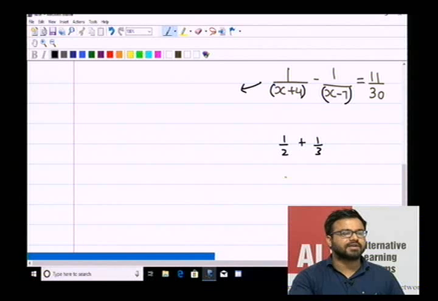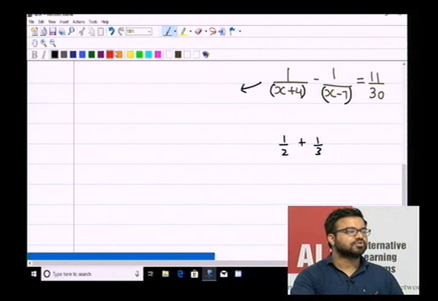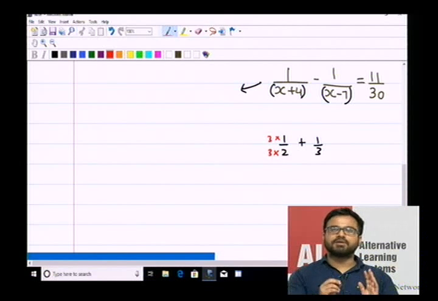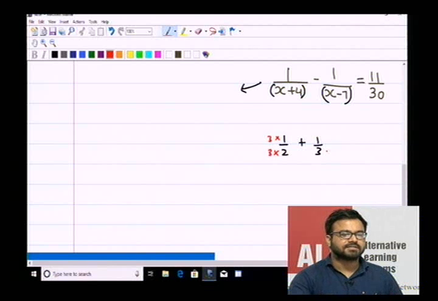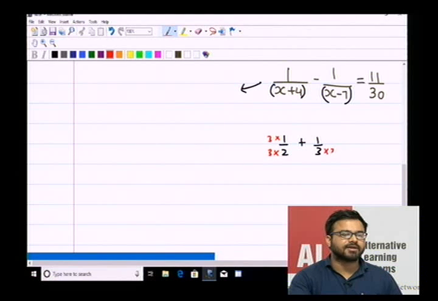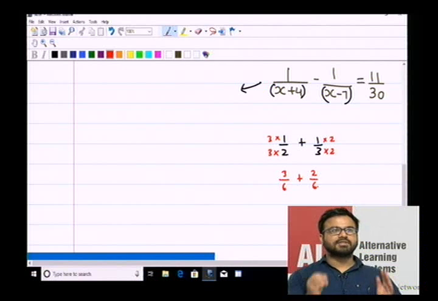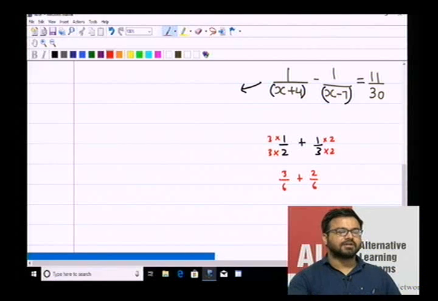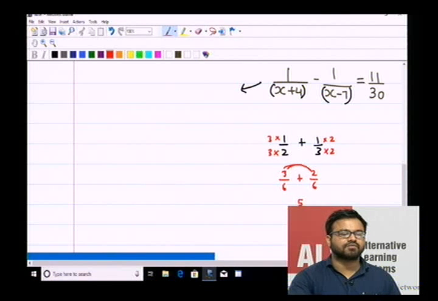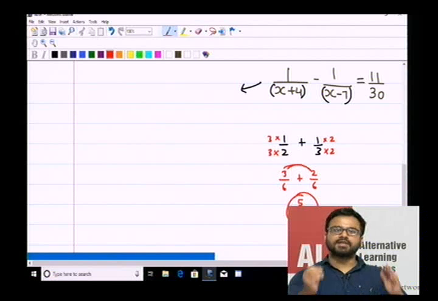So I will try to make both the denominators 6. In order to convert 2 into 6, I will multiply and divide this fraction by 3 and 3. So it will not change the value, it will remain as it is. Similarly, on the right hand side, I will multiply by 2. So now this will become 3 over 6 plus 2 over 6. In this way, I have made the denominator the same. Now after making the denominator the same, you can simply add the numerators. So this will be 3 plus 2, which is 5 over 6. This is the way in which we can add two fractions.